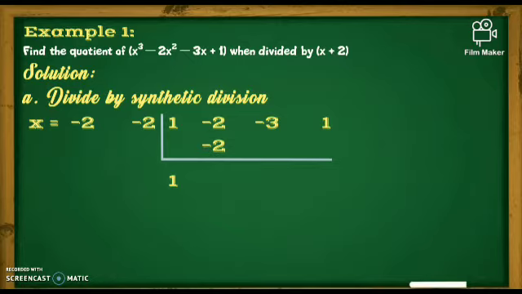Write the product on the second column, then add the numbers on the second column, gives us negative 4. Multiply negative 4 with negative 2 and write the product on the next column, which is equal to 8. Add the numbers on the third column, gives us 5. And 5 multiplied with negative 2 is equal to negative 10. Add the two numbers on the last column, gives us negative 9.